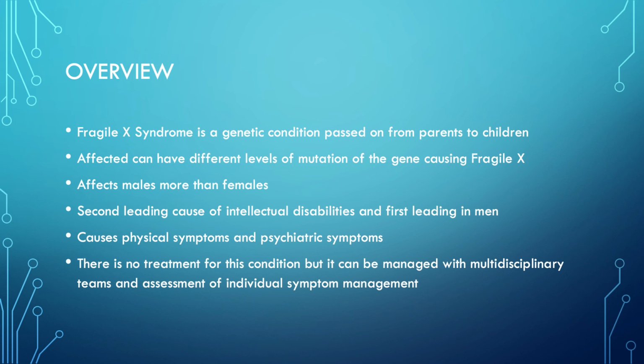This is a basic overview of my presentation. Fragile X syndrome is a genetic condition passed on from parents to children. Affected individuals can have different levels of mutation of the gene causing Fragile X. This condition affects males more often than females. This is the second leading cause of intellectual disabilities and first leading in men. This causes physical symptoms and psychiatric symptoms. There is no treatment for this condition, but it can be managed with multidisciplinary teams and assessment of individual symptom management.